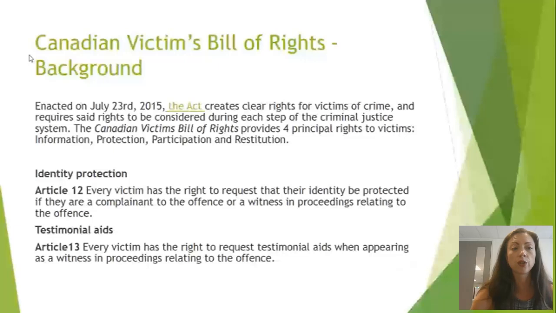Article 12 is concerned with identity protection. In particular, this relates to the rights that victims possess, and that translates in a criminal proceeding to publication bans. According to Article 12, every victim has the right to request that their identity be protected if they are a complainant to an offense or a witness in proceedings related to an offense. And protection of identity can, in some instances, mean exclusion of the public from a proceeding, although those are quite limited. But more so, this concept is evident in publication bans that are imposed, protecting the identification of a victim or witness, or any information that could lead to the identification of a victim or witness.